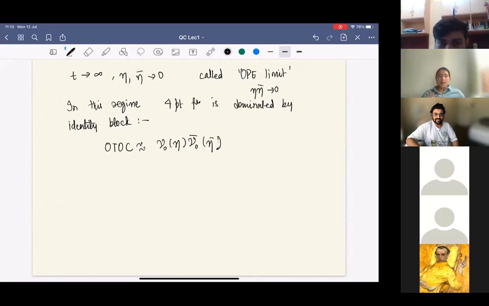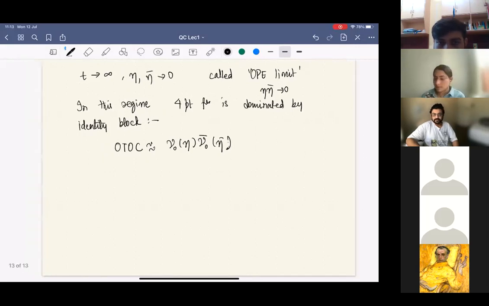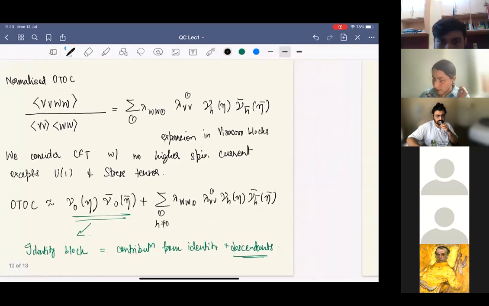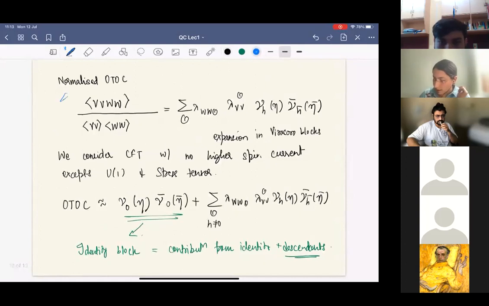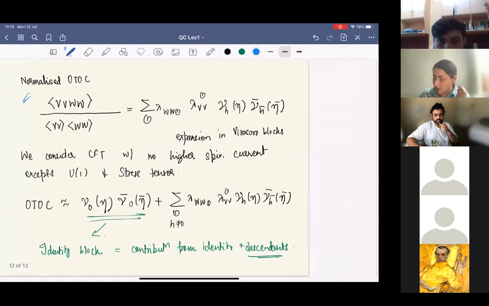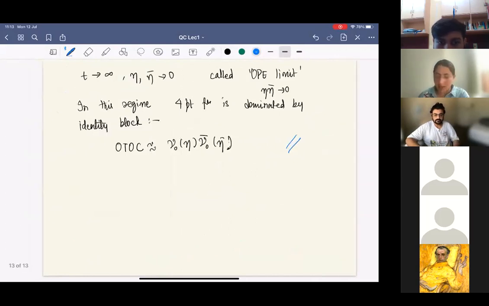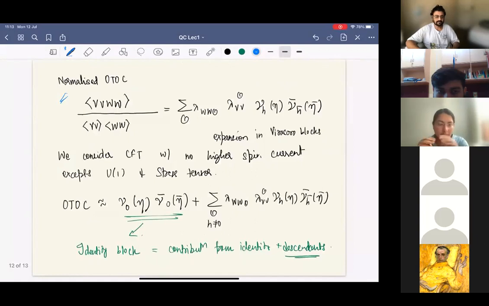Hi. So I was slightly confused. We are calculating a VW correlator, right? Yes, that's what I meant here. So shouldn't the OPE also be like that? Basically, why I did not write this to be VW is that this discussion from here till this point is actually true for any 4-point function, and not just the OTOC.